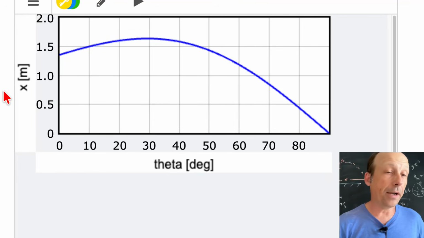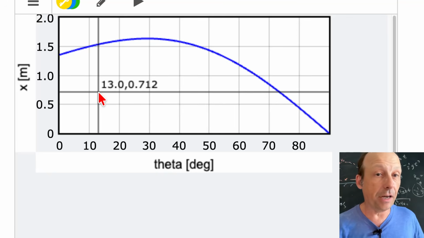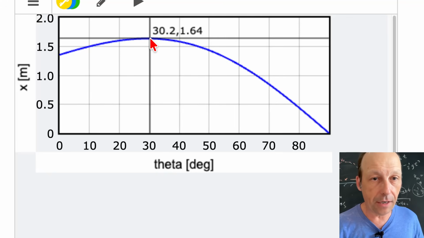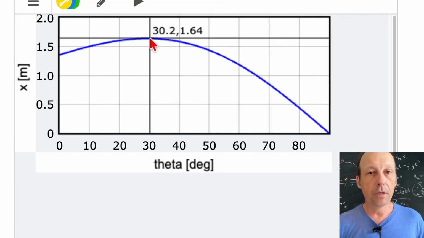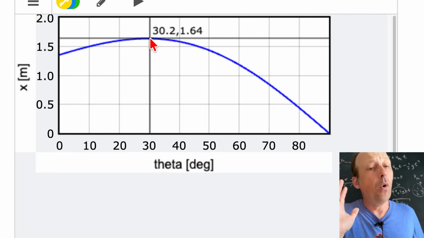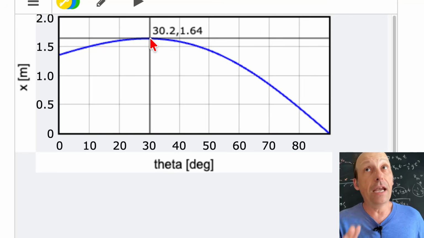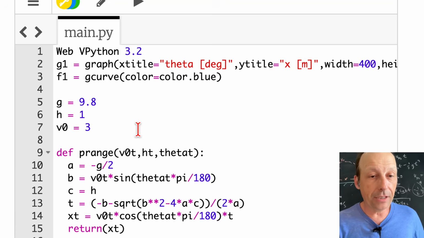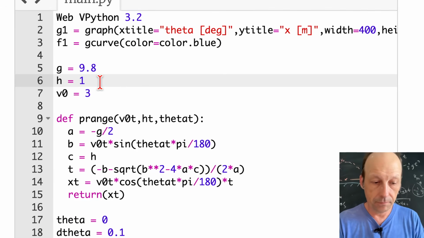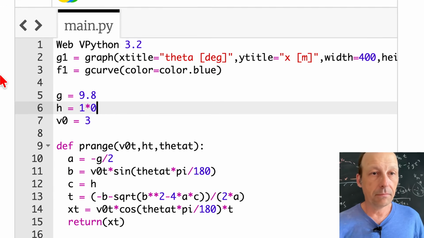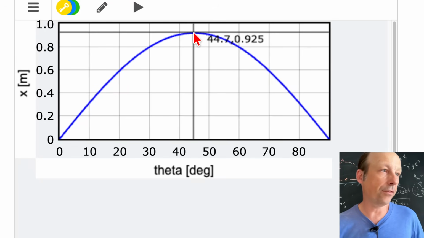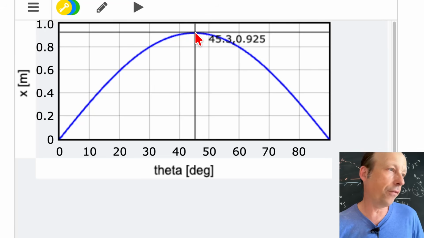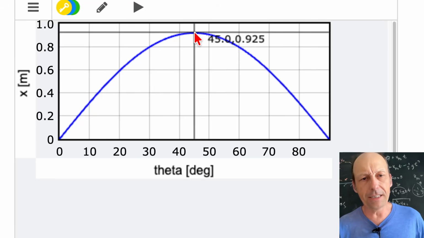There we go. Okay, so what's my max range? It's not 45 degrees. It's right here at 30.2. 30.2 degrees is my maximum range. Let's just check, right? I know the maximum range if h is 0. Let's just put h at 0, just to check. So now, there you go. 44.45, somewhere around there. Okay, my steps aren't completely small.